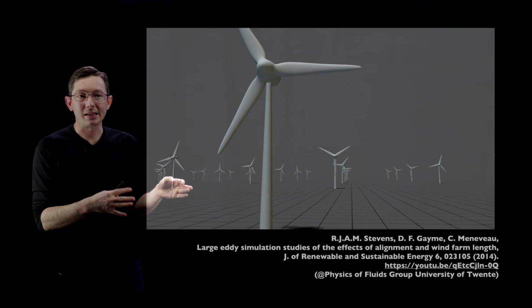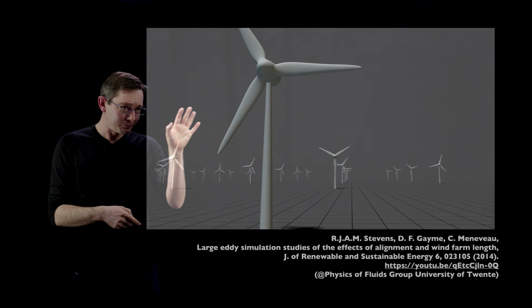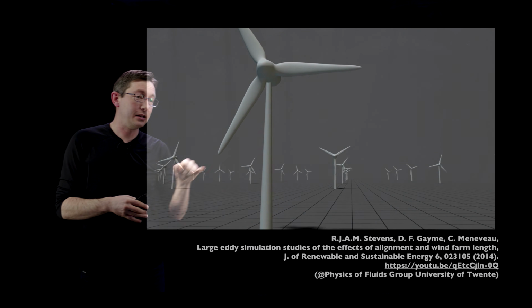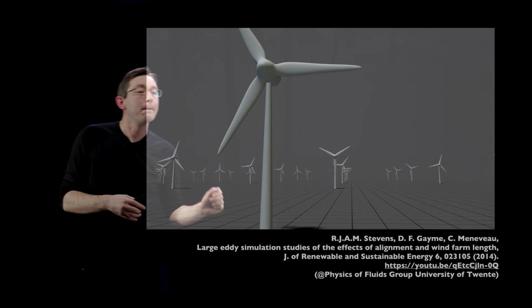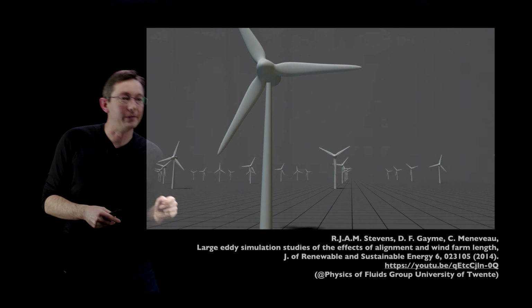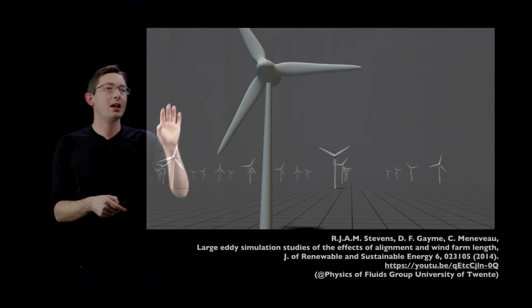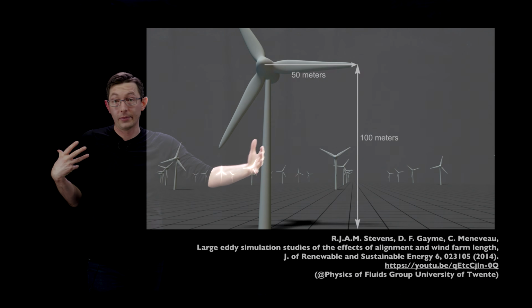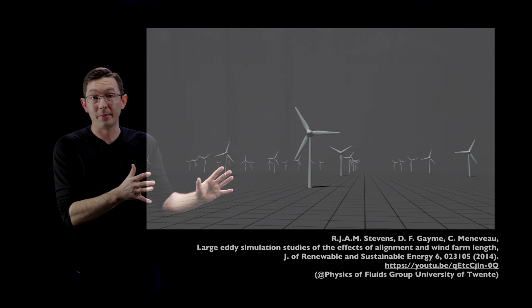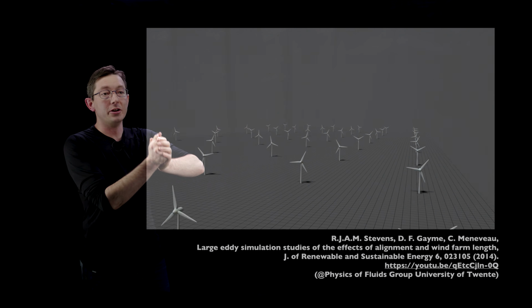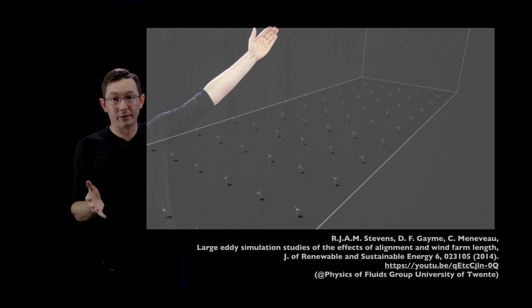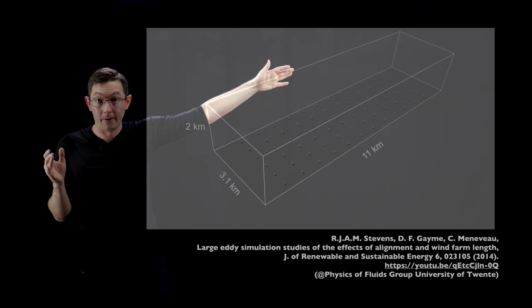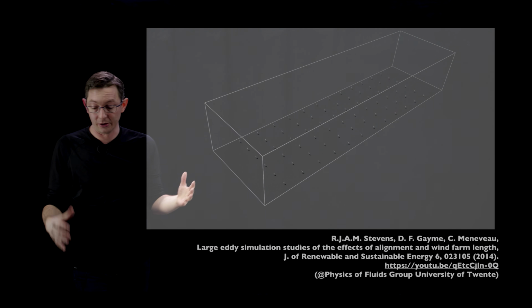So another LES movie I love, this is a team from Johns Hopkins University, Stevens, Game, and Mennevo. And I pulled this from the Physics of Fluids group at University of Twente. They're using LES to simulate the flow past an entire wind farm. Again, there's no way we could do direct numerical simulations at this scale, for these 100-meter wings or 50-meter wings across an entire field, right? Kilometers long. There's no way you could do full simulation of Navier Stokes.